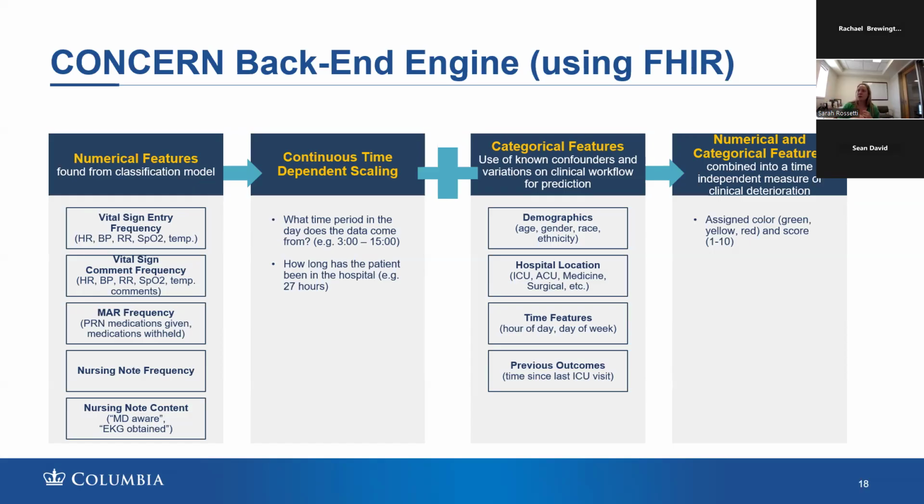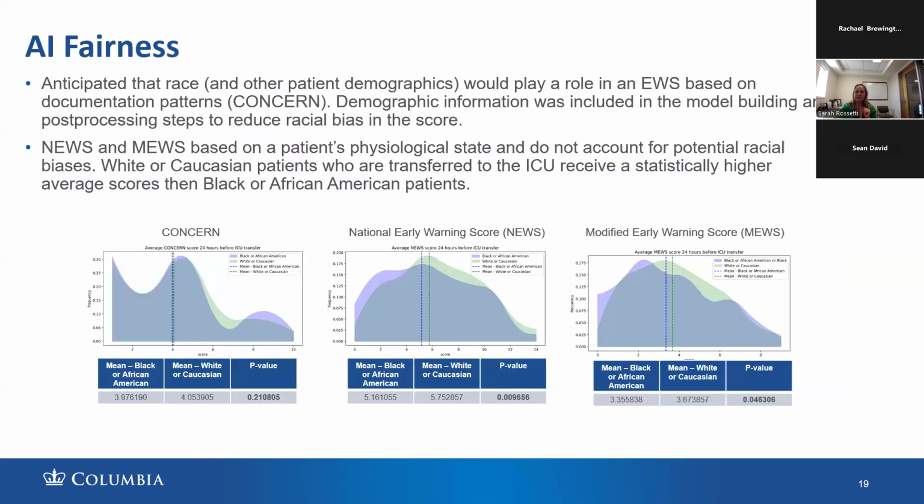And then we certainly include different categorical features like demographics, where the patient is in the hospital. And I had mentioned other things like the time of day. And this turns into a score that's between 1 and 10. But we worked really closely with clinicians and realized very quickly a score between 1 and 10 is not very useful, because what's the difference between a 3 and a 4 or a 7 and an 8? And so we landed on transforming that into a green, yellow, or red.